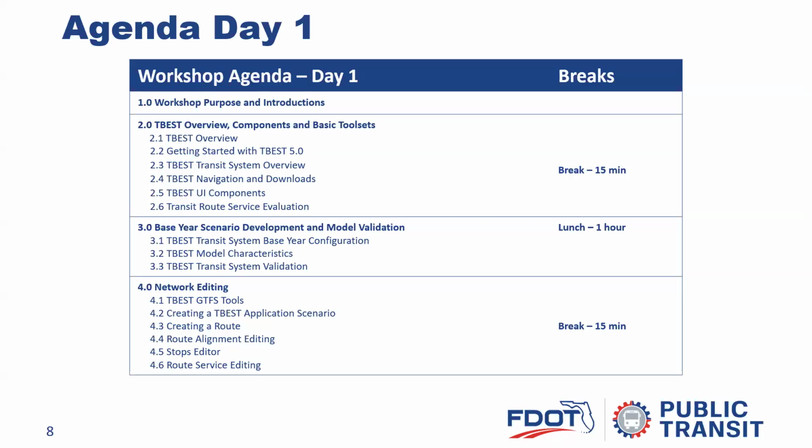Then our next section will be base year scenario development and model validation, where we will configure the base year of our TBEST model. We'll talk about model characteristics and then transit system validation. Number 4 is network editing. We will go through our TBEST GTFS tools. We'll create a TBEST application scenario and create a route, do some route alignment editing, stop editing, and route service editing. That'll round out today, and hopefully we get to that point where we have a fully validated transit system with some alternative scenarios that we'll be editing.